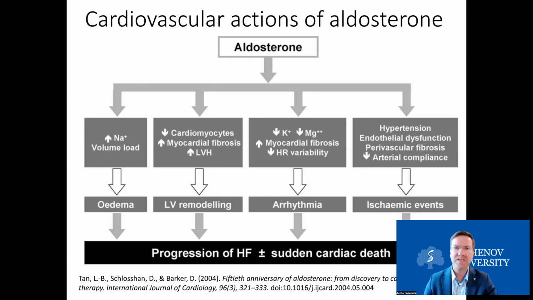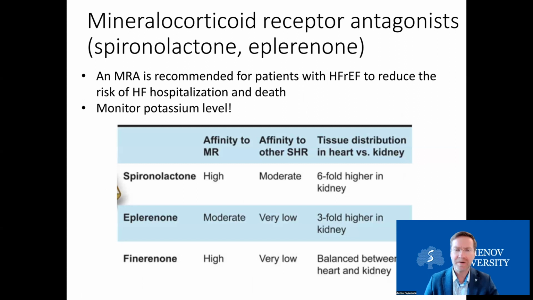Excessive aldosterone also leads to myocardial fibrosis, one of the ways of progression of heart failure. So every patient with heart failure needs to receive aldosterone receptor inhibitors, or we name it mineralocorticoid receptor antagonists. There are two drugs now approved, spironolactone and eplerenone.